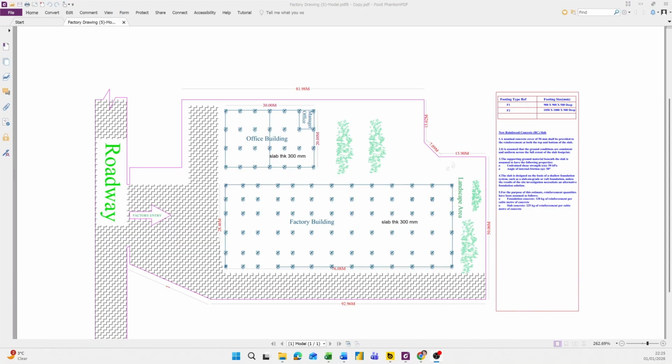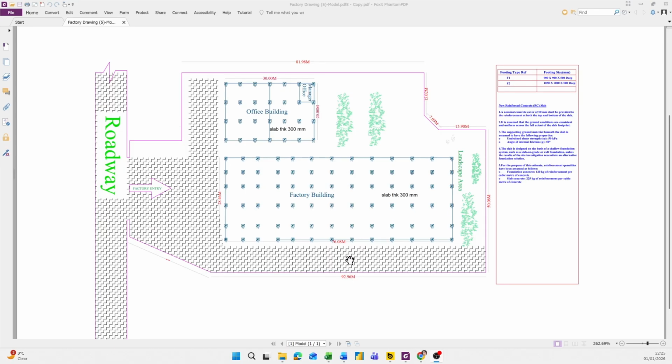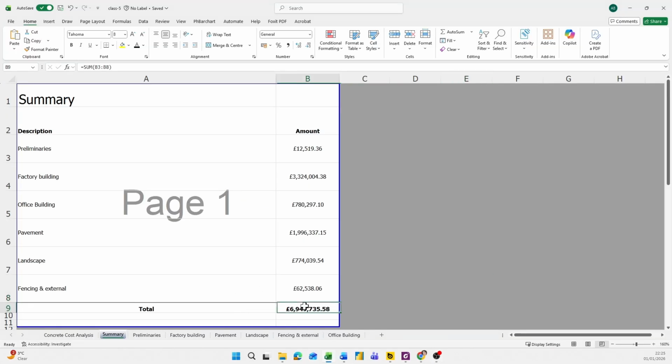Let's see an example of a concrete cost breakdown. This is a plan for a factory building. I'm going to use it as a reference for the price analysis, and this is the project total budget. In our last video I showed how to prepare a project budget. If you want, you can visit our channel and see how to prepare this. You can see this is a 6.9 million project, so we are going to say it is a 7 million project.